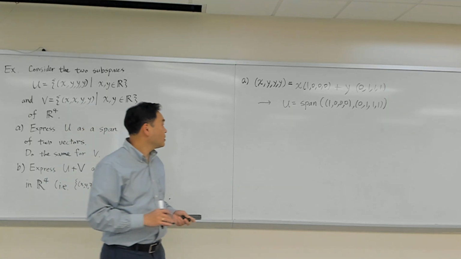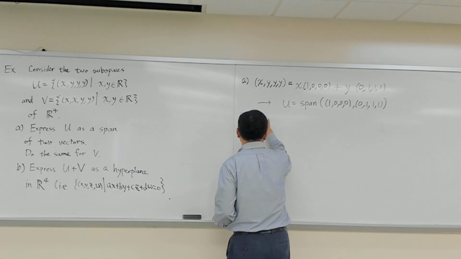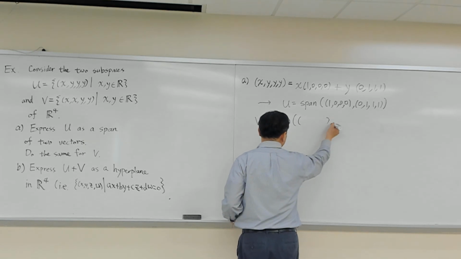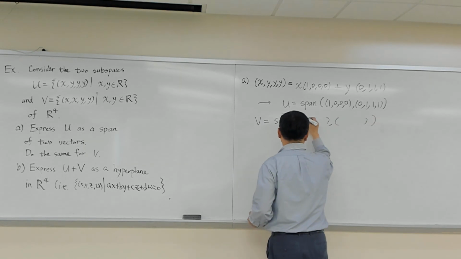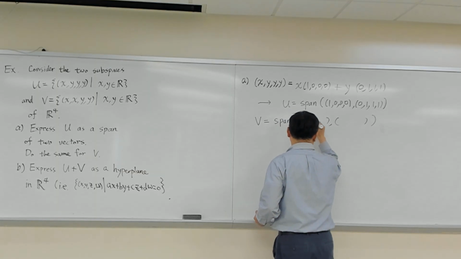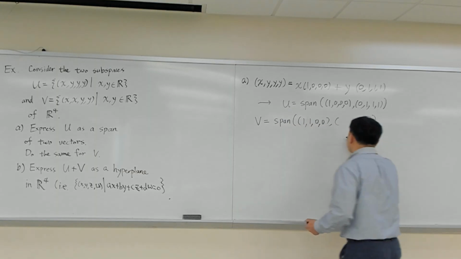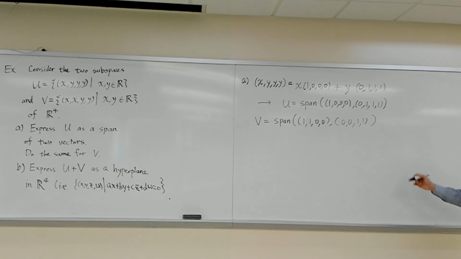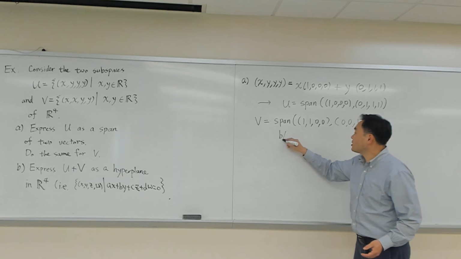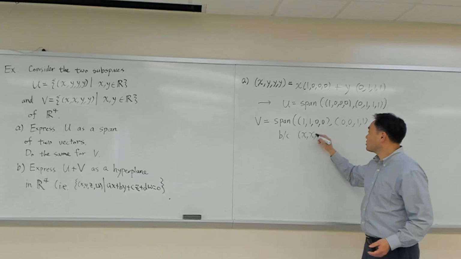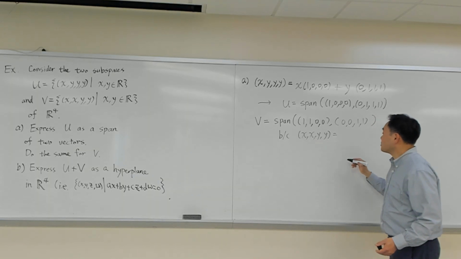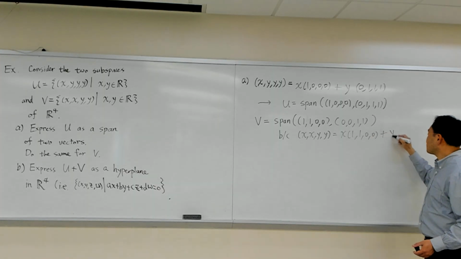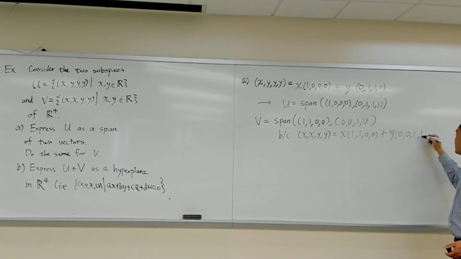Okay? All right, so in the same way, how would you write V? V would be span of, give me two vectors. (1, 1, 0, 0). And then? (0, 0, 1, 1). Okay. And again, because (x, x, y, y) is equal to x times (1, 1, 0, 0) plus y times (0, 0, 1, 1). Right?